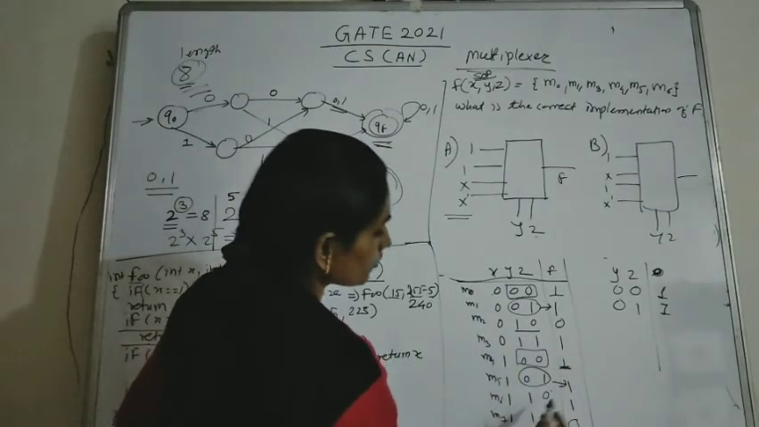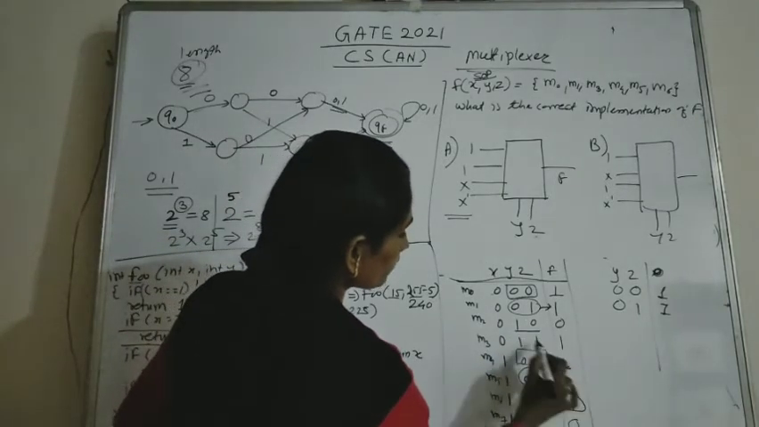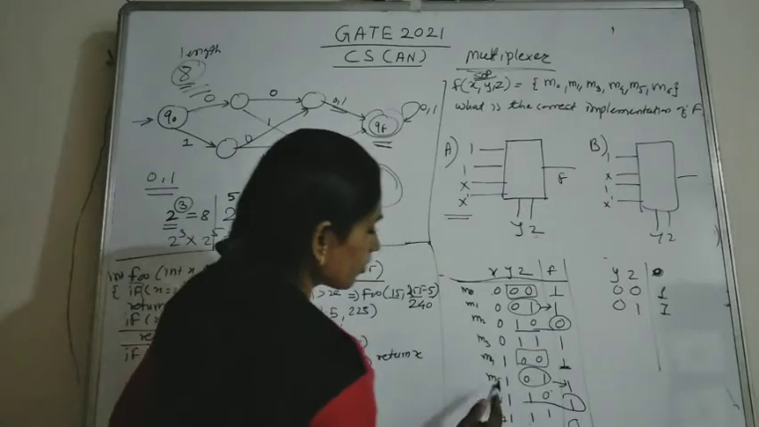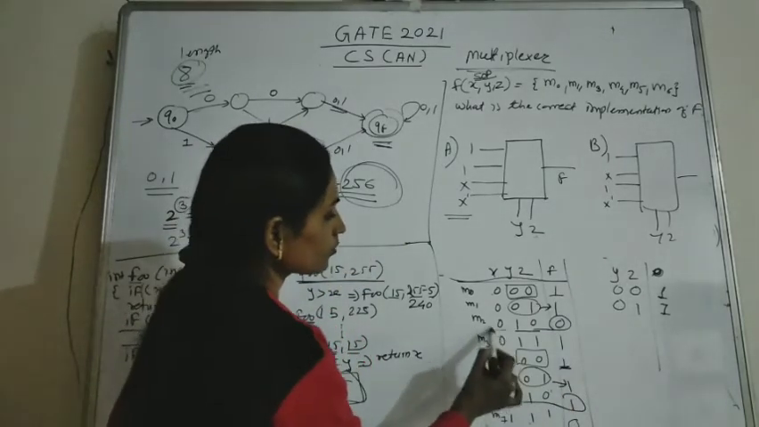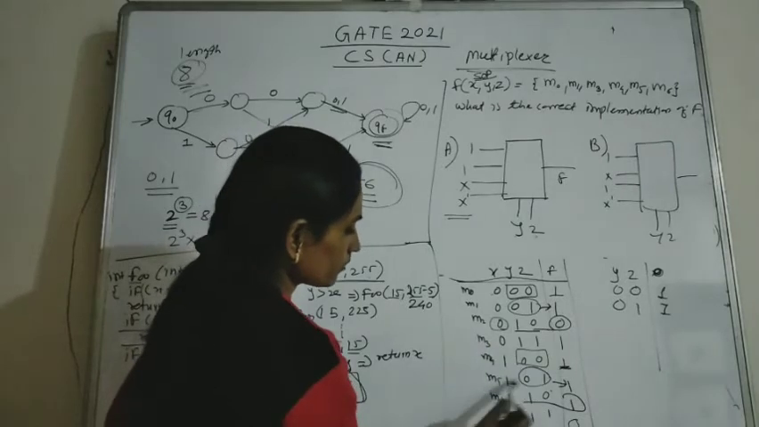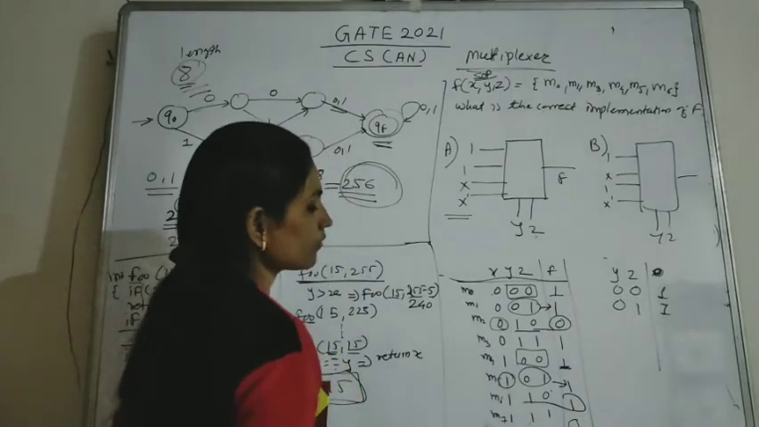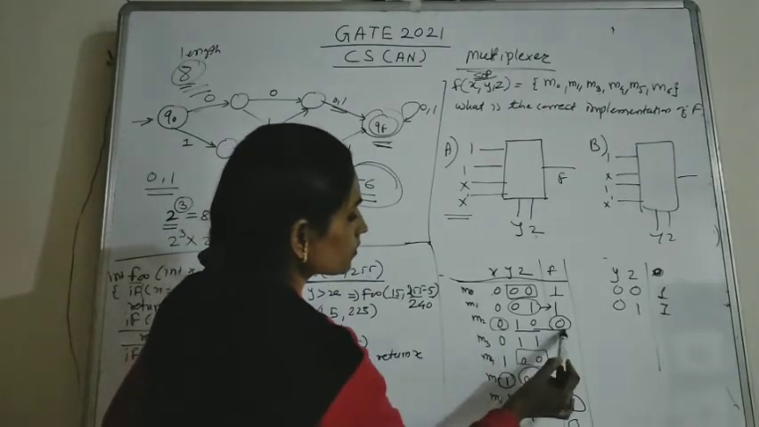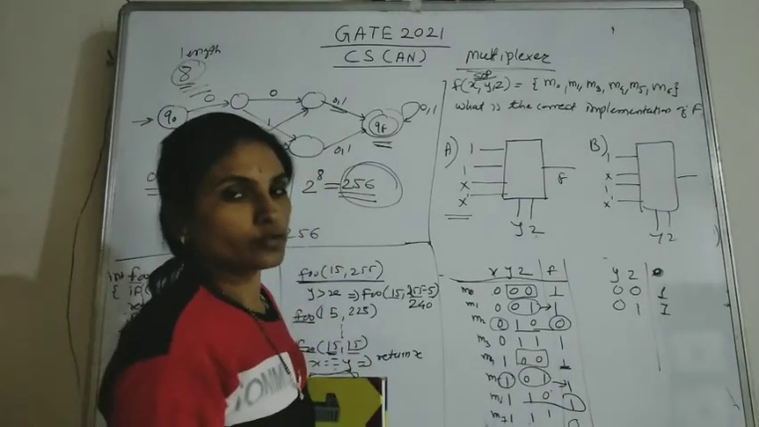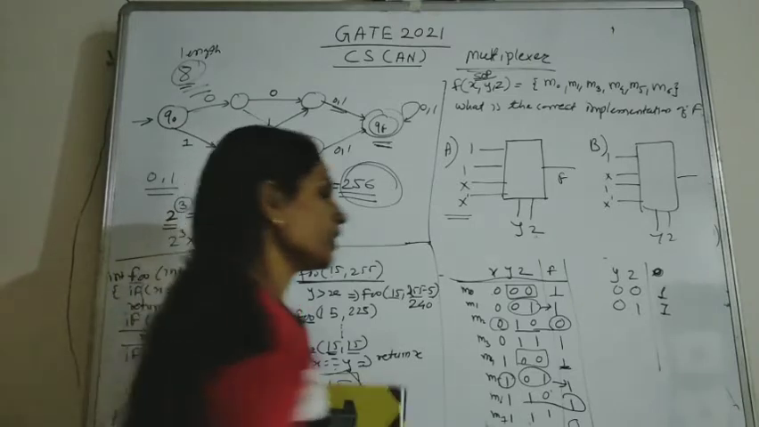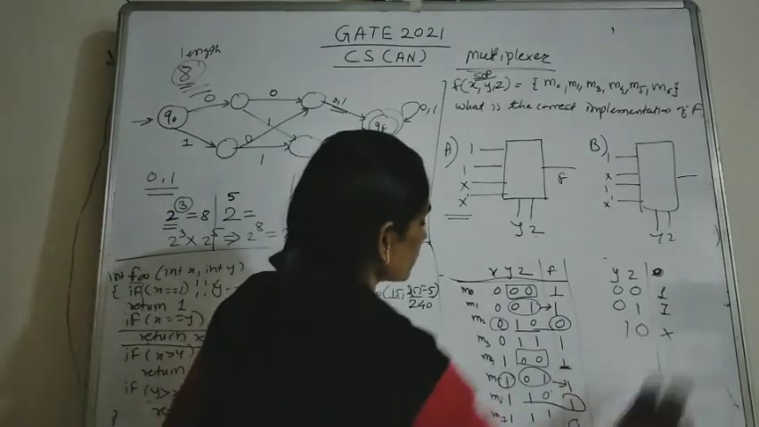Next, for 1, 0, here is 1 and here is 0. So in this case, we are getting two different outputs. So let's check back the value of x. This is 0, this is 0, this is 1, this is 1. That means we are getting the value same as x. So we can write here for 1, 0, x.